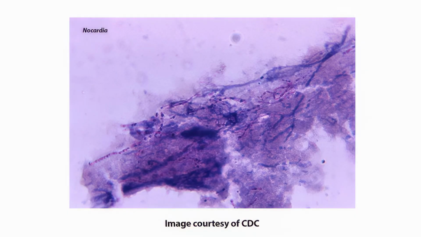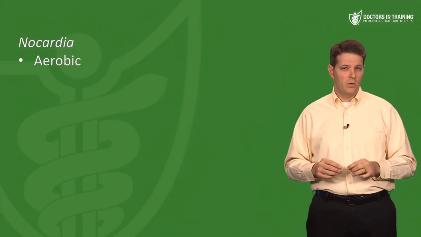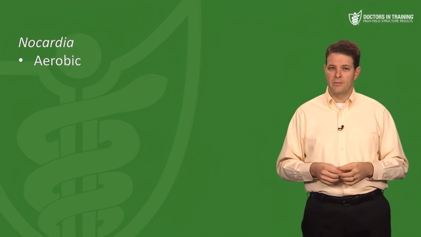Now let's contrast Actinomyces with Nocardia, the other filamentous bacteria. Nocardia is a gram-positive filamentous rod that is partially acid-fast, meaning that it stains with the acid-fast staining used for mycobacteria. That's usually going to be your clue on your test questions. Nocardia looks a lot like Actinomyces, but it's aerobic, whereas Actinomyces was anaerobic.